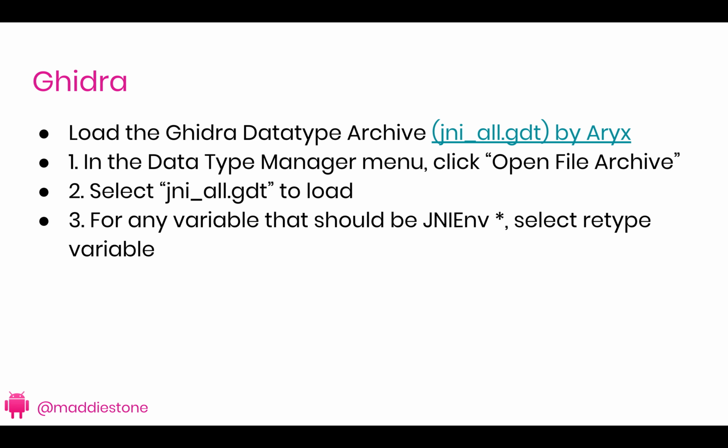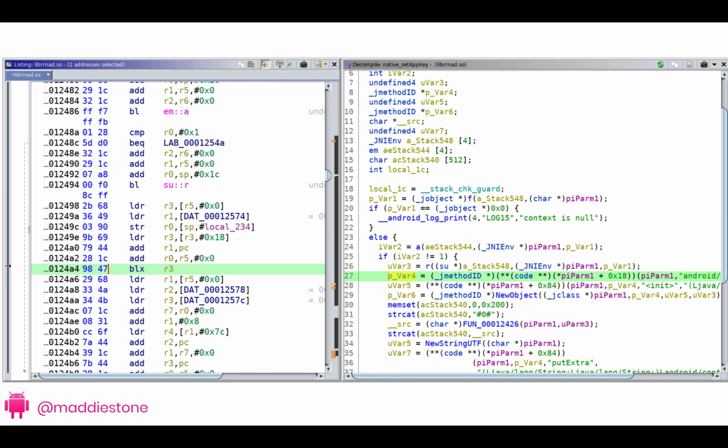They provided a Ghidra data type file, and I linked to where they provided it on their GitHub, but I've already loaded it in the VM we're using. If it wasn't already loaded, you would go to the data type manager menu, open file archive, select the file, and then you should be able to retype any variable to JNIEnv star. Those directions are also detailed with screenshots in the Android app reverse engineering workshop, the text version on GitHub.